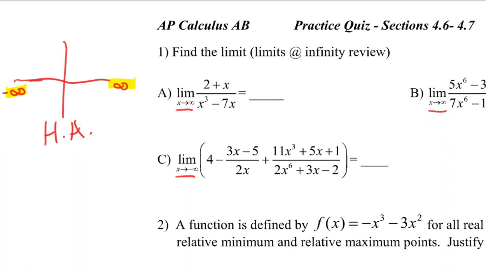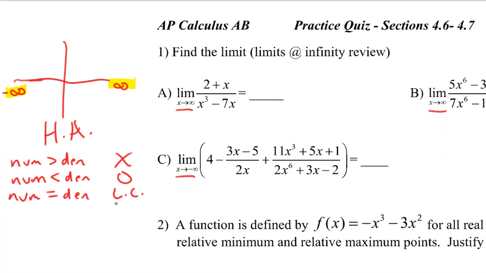You have to compare the degree of the numerator to the degree of the denominator. When the degree of the numerator is bigger, it doesn't have a horizontal asymptote. That means it either goes to infinity or negative infinity, but we could say does not exist either way. When the denominator is bigger, it goes to 0. And the only other possibility is they're equal, and that's when you put leading coefficient over leading coefficient.